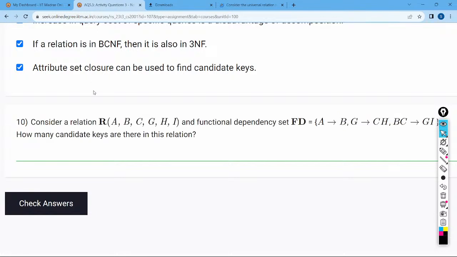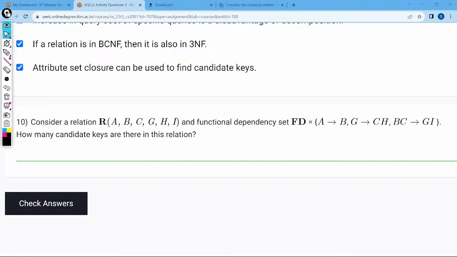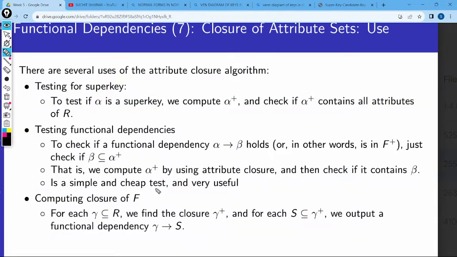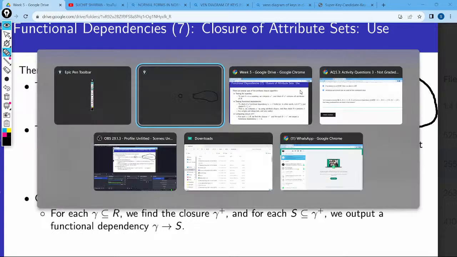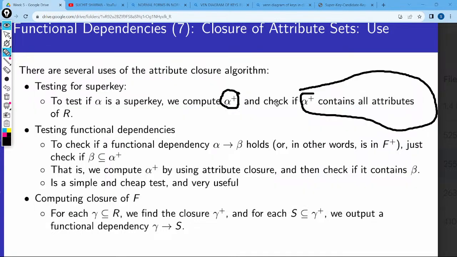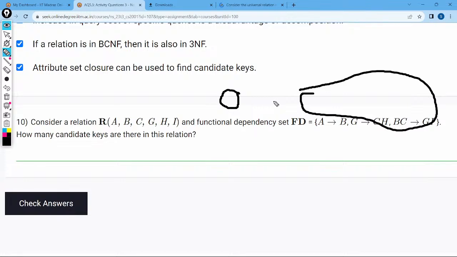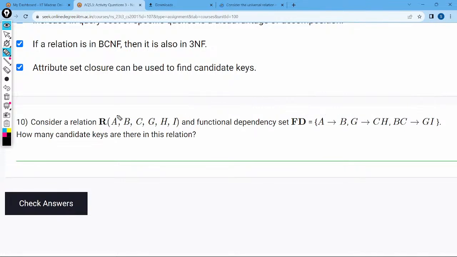So basically, I would be trying to find out the number of super keys, and to find out the super keys, it's just simple. We compute alpha plus and check if alpha plus contains all the attributes or not. Okay. See, we would be checking for A, B, C, G, H, I individually.